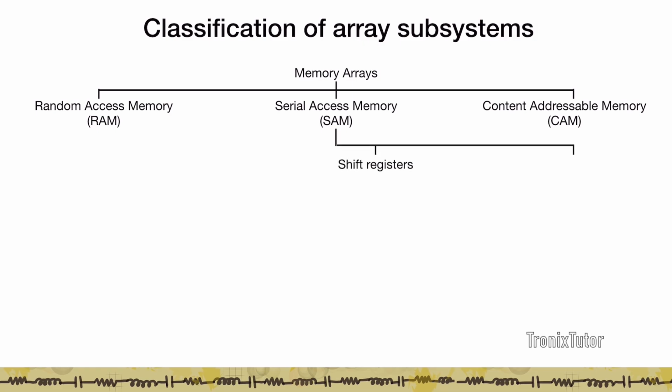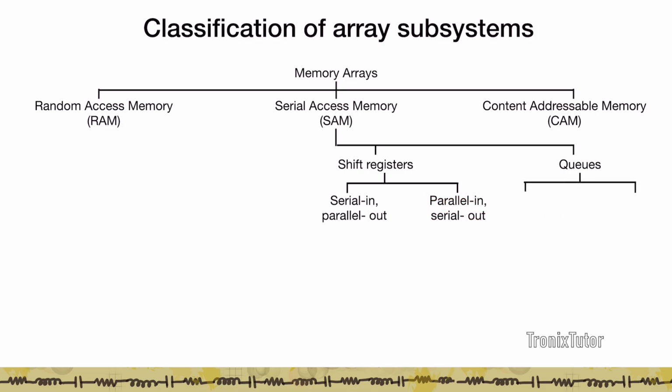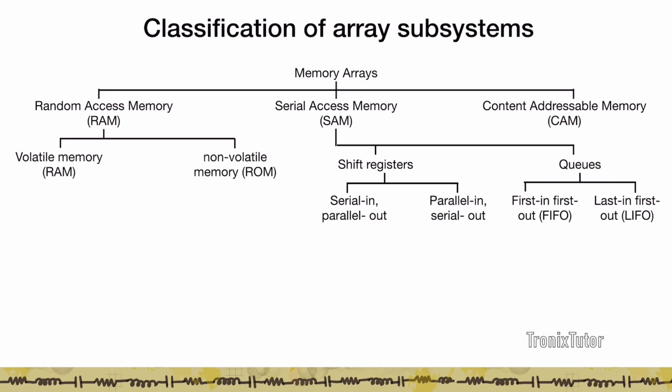Now, if you think about serial access memories, the common examples are shift registers and queues. Shift registers can be thought of in two design styles: a serial in parallel out shift register, or the opposite, a parallel in serial out register. Similarly, queues can be broken into two types: a FIFO queue, or first in first out queue, or a LIFO queue, which is a last in first out queue.